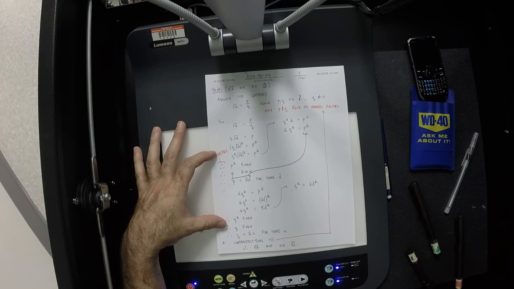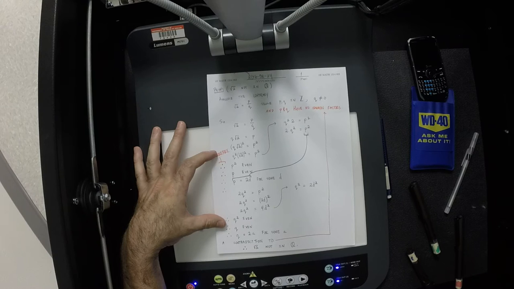So, a couple things to take away from this. Just to remind you for the third time now, you won't be tested over this argument. But I have now established in class that there are numbers that are not rational. And here, square root of 2 is one of them.